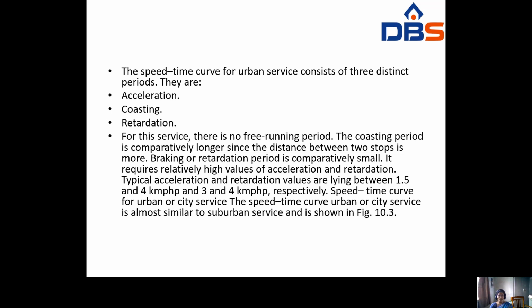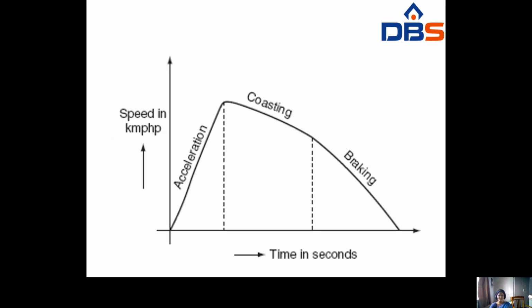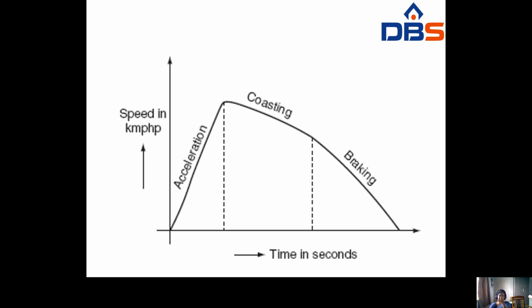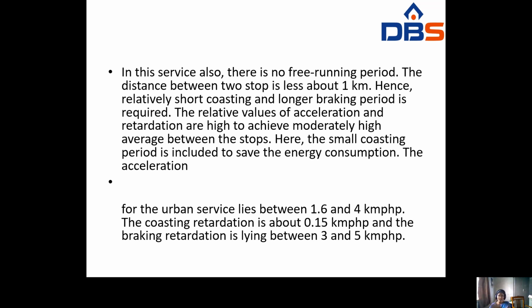See here the speed time curve for urban city services. This is the urban services speed time curve. It is the same as suburban services in that there is no free running period. The distance between the stops is less than 1 kilometer.